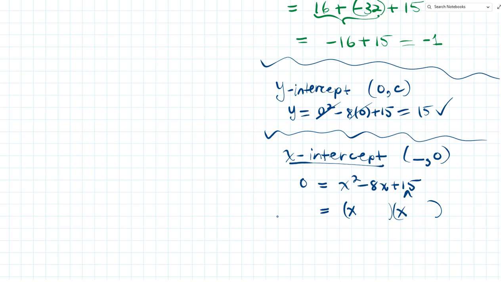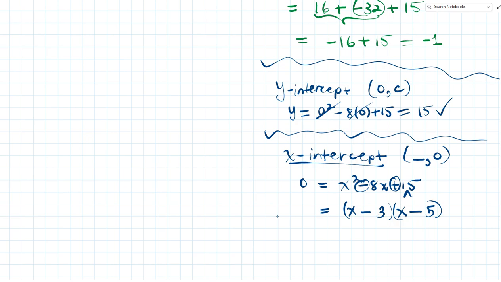Looking at 15, I can get 15 by doing 3 times 5. I see that it's a positive 15, so I know the two signs in each of the binomials will have to be the same sign. And looking at the middle term's sign, it's a negative, so I know they would have to both be negative. Now that I've chosen what I think the factors are, it's always a good idea to quickly check it.